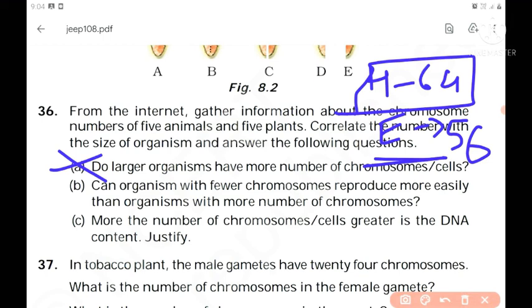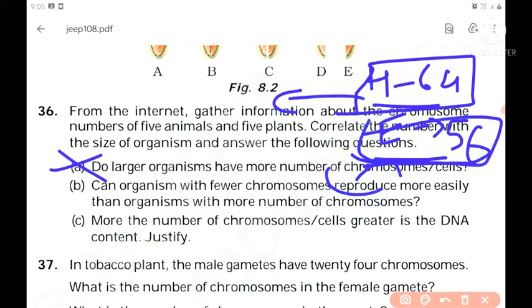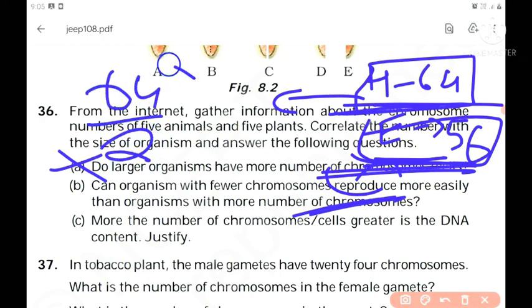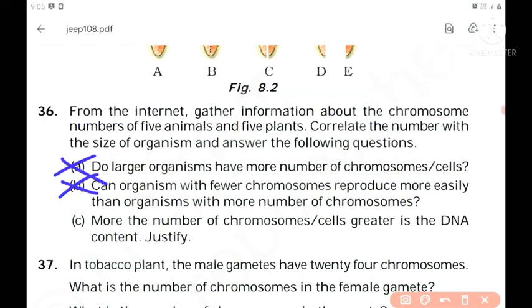Next, can organisms with fewer chromosomes reproduce more easily than organisms with more chromosomes? Let's take the same example, 64 and 56, right? We can't say that elephant or horse is going to reproduce more easily than the other. So it doesn't mean if you have fewer chromosomes, it's easy to reproduce. At the end of the day, the chromosomes will get halved during gamete formation, that's it. So the second one is also wrong.